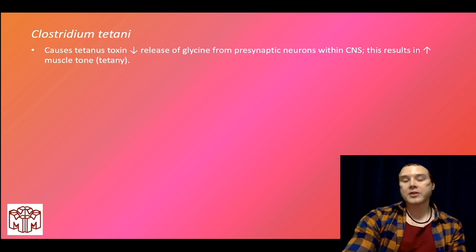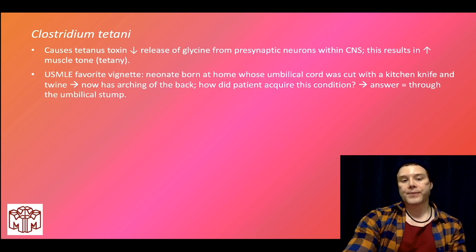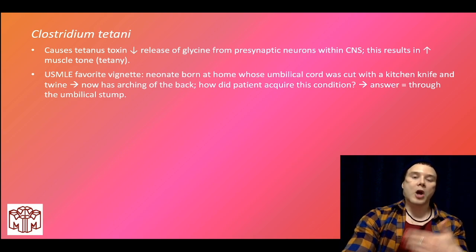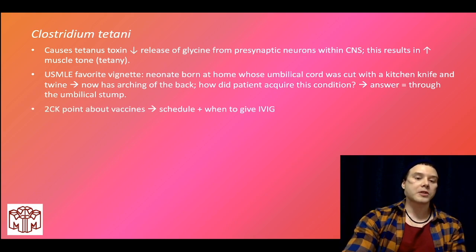Clostridium tetani, the toxin is going to inhibit presynaptic SNARE protein, decreasing the release of inhibitory neurotransmitters glycine and GABA in the CNS, resulting in increased muscle tone, spastic paralysis, okay? Classic USMLE vignette is going to give you a neonate born at home where the umbilical cord was cut with a kitchen knife, tied with twine, and there's arching of the back, okay? That's from tetany. So high yield, okay? And they want you to know that the toxin enters through the umbilical stump.